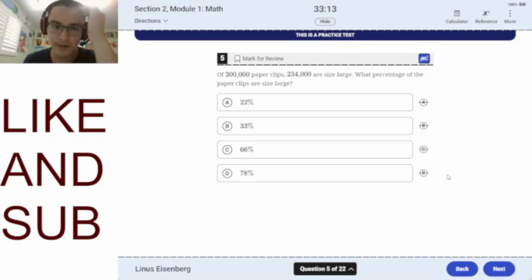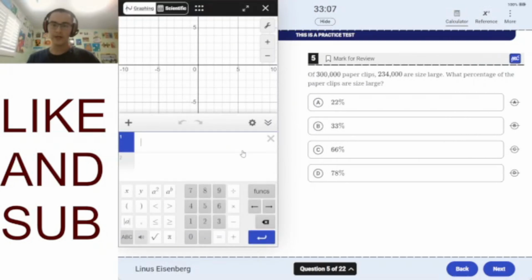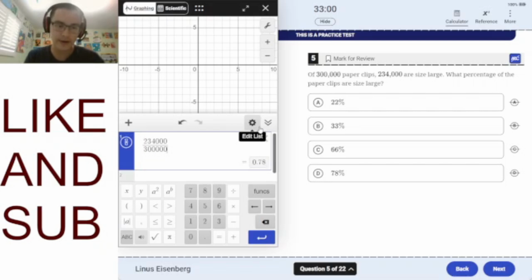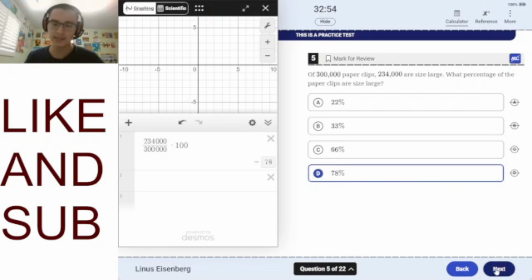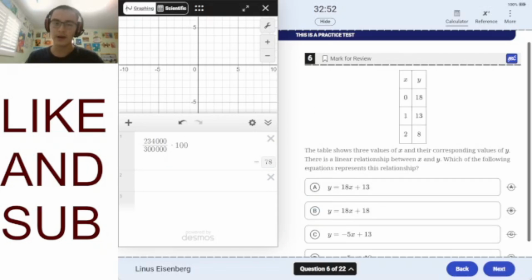Out of 300,000 paper clips, 244,000 are size large, and it asks us for the percentage. How are we going to compute this? So, first we're going to get the decimal. We're going to open our friendly decimals tool. We're going to say 244,000 over 300,000. We're going to get 0.78. That's the decimal. We go from decimal to percent. We multiply by 100. We get 78%. On to the next.